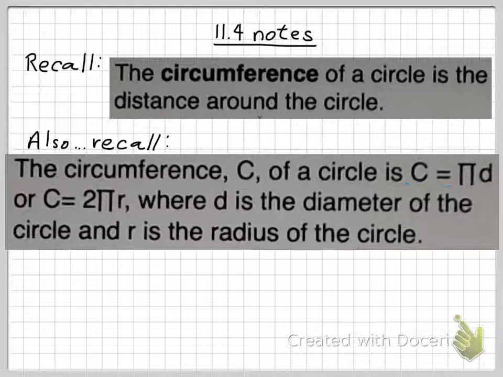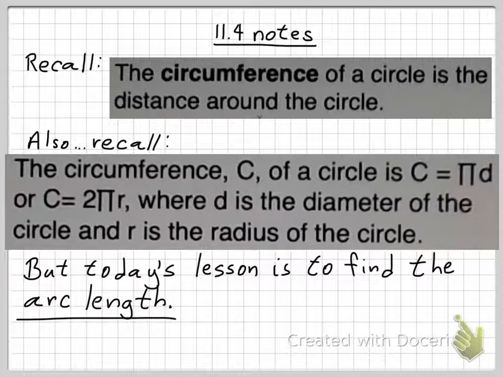These are the two pieces of review regarding the circumference of a circle and how to calculate the circumference of a circle, or the distance around a circle. But today's lesson is to find the arc length.